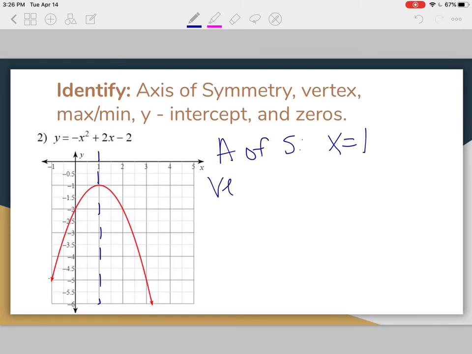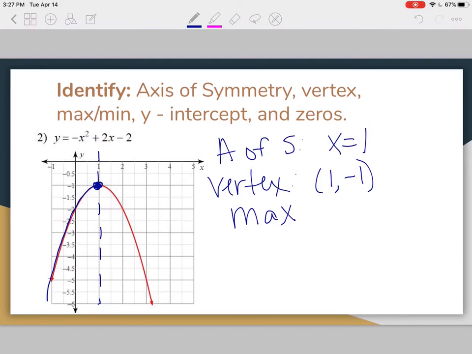Your vertex, again, is your turning point. So my graph is heading down, and then I'm going to trace it up, trace it up, trace it up. It hits this spot right here, and then it turns to go back down. So my vertex is (1, -1). Maximum or minimum, this is at the very top of the parabola, so this is a max point.